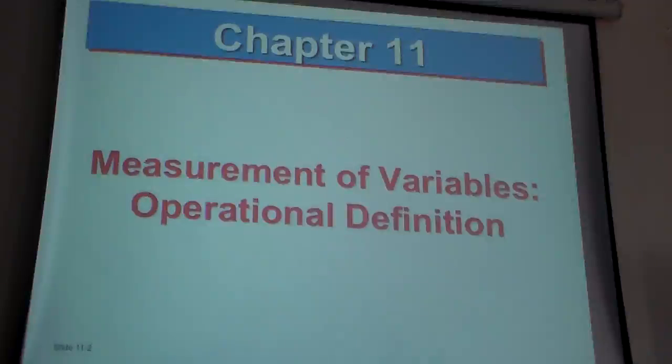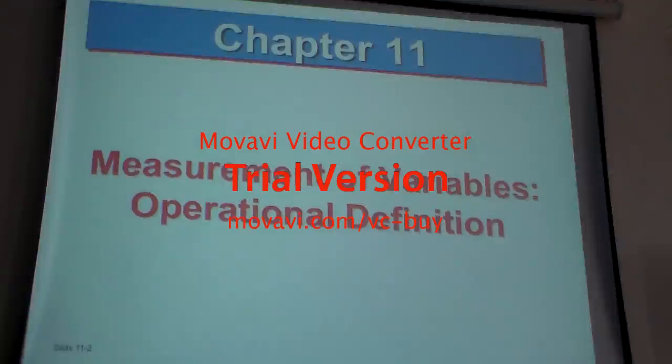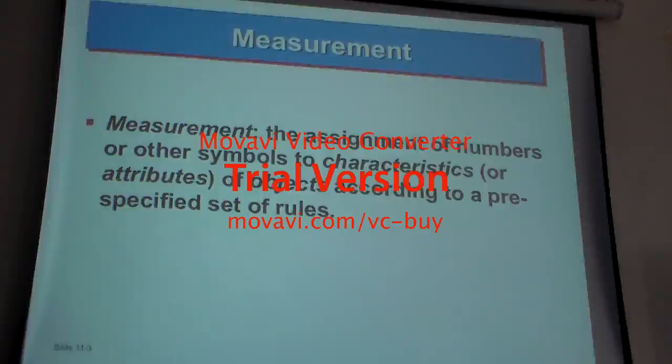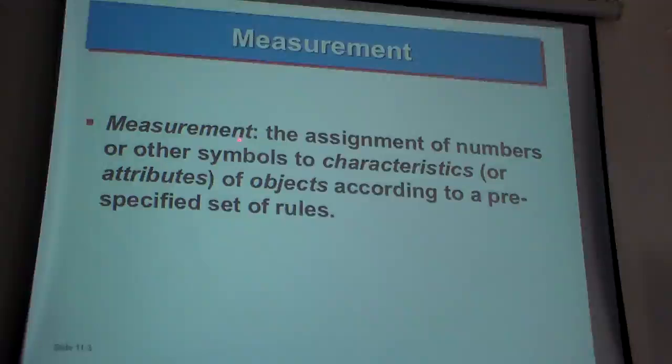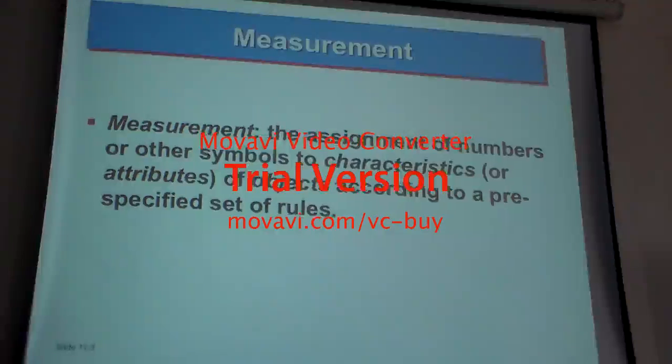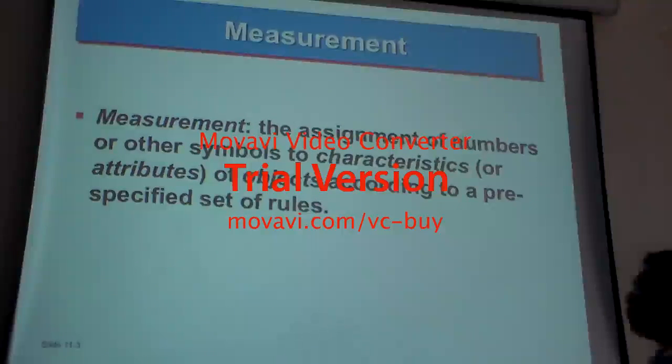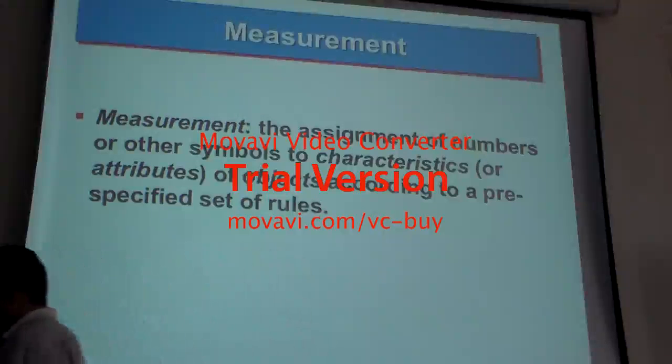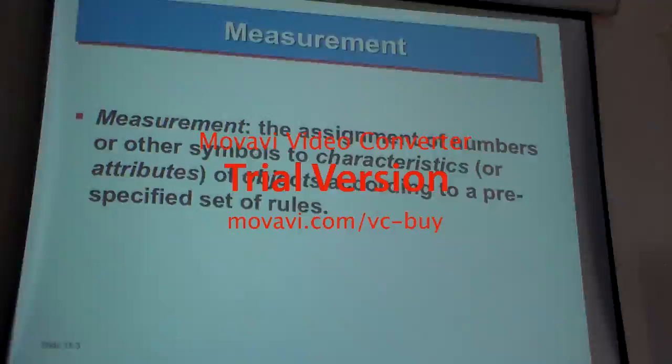So in this section, we will go through some definitions, operational definitions. Okay, what do we mean by measurement? Measurement is the assignment of numbers or other symbols to characteristics, see, we have values, and we have characteristics or attributes of objects according to a pre-specified set of rules. So we have objects.